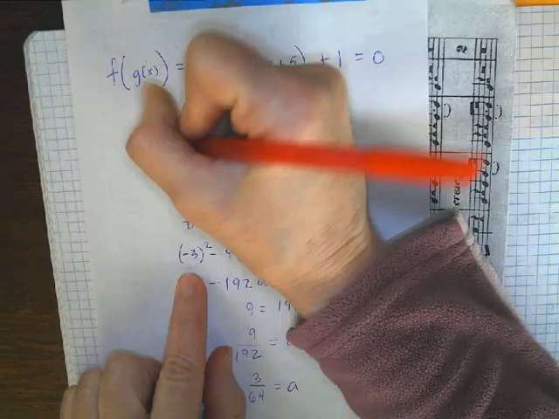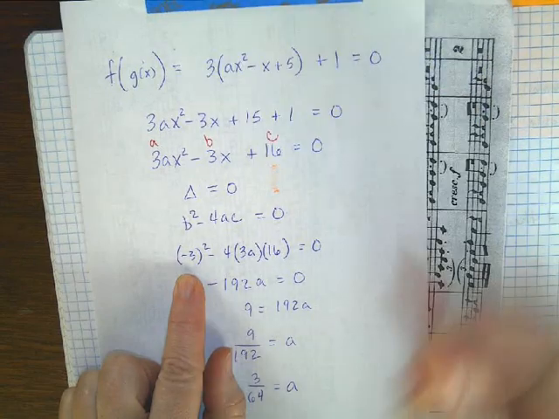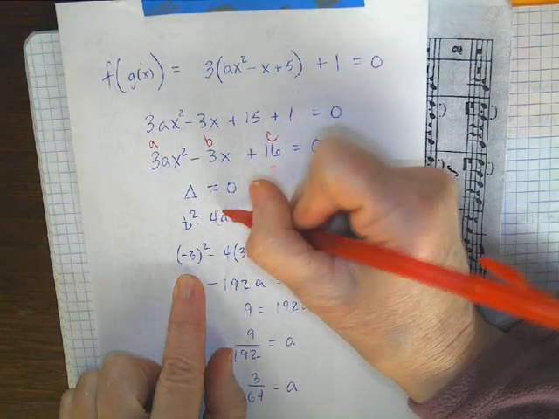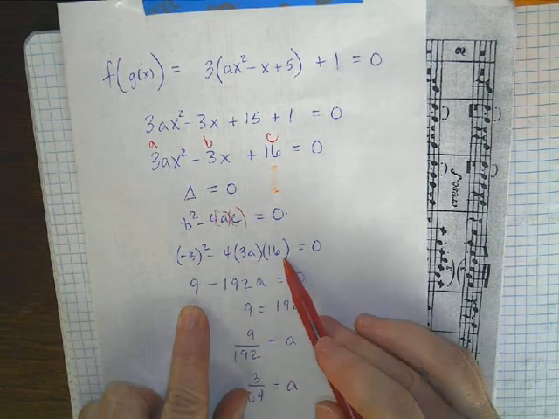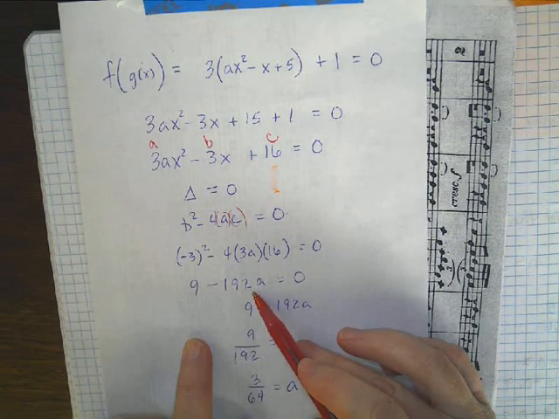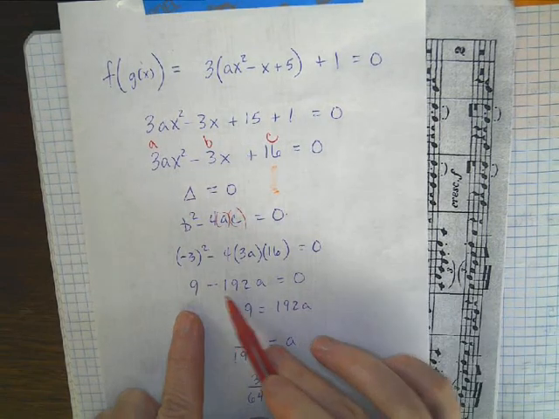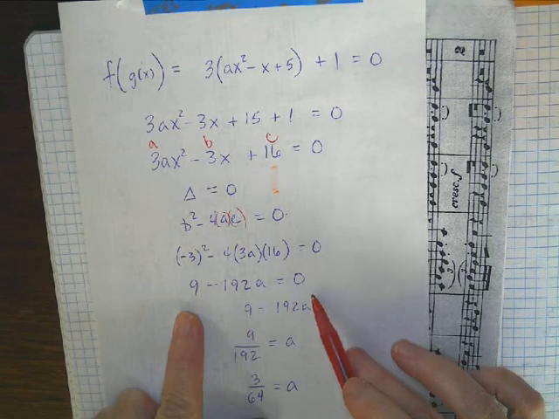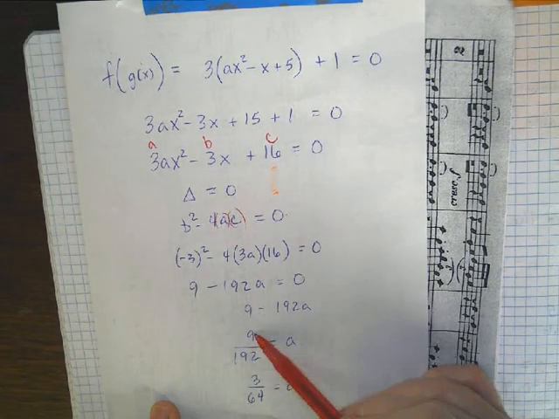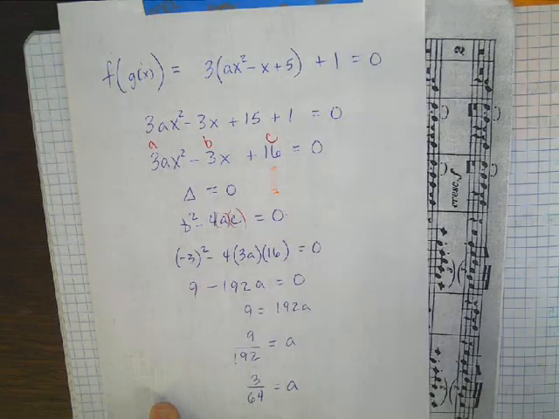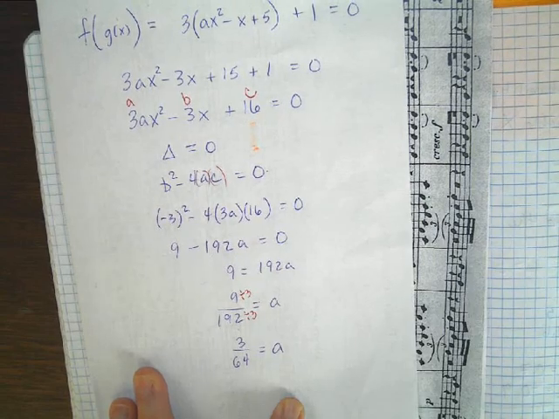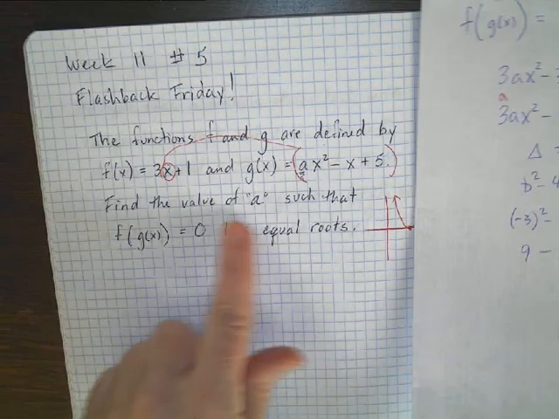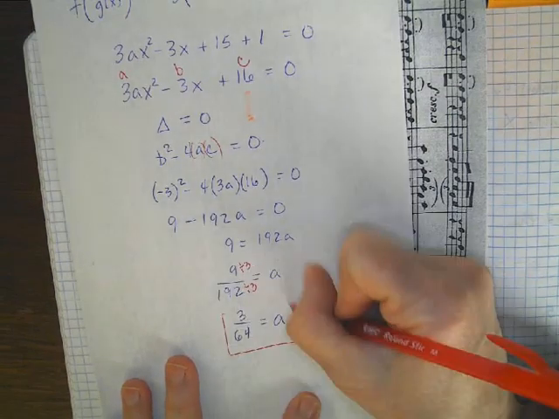I took my a, my b, and my c, plugged them into the proper locations, and simplified. Negative 3 squared is 9. 4 times 3a times 16 is 192a. And that's all equal to 0. I moved my 192a to the other side, added it to both sides. Divide both sides by 192. I got 9 over 192, which you can reduce. Both of those can be divided by 3. And you get 3 over 64. So the value for a, find the value of a. Good, that's all I needed to do, is 3 over 64.